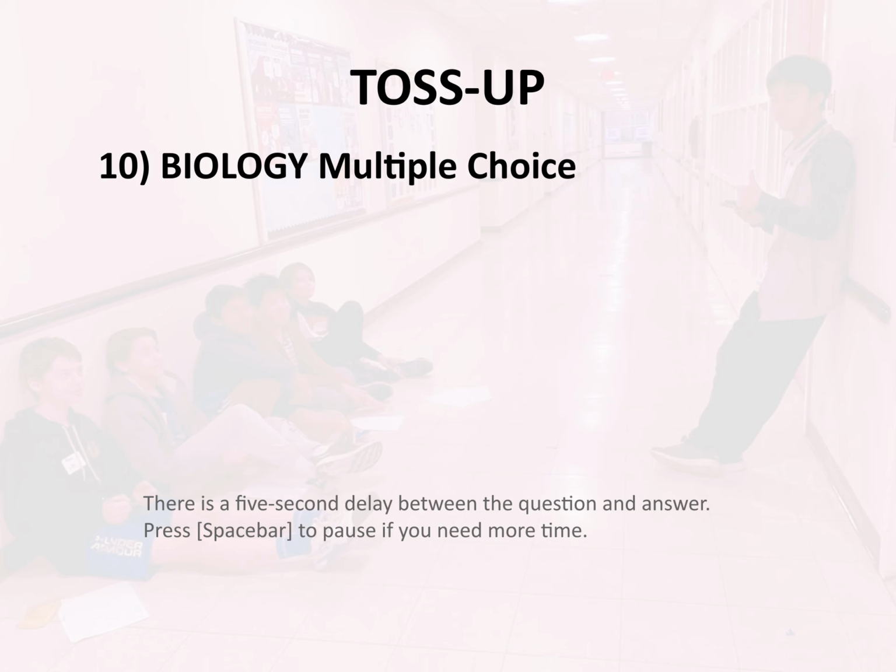Toss-up 10. Biology. Multiple choice. Which of the following is not true when comparing the 4 steps of aerobic respiration to the 2 steps of anaerobic respiration? W. Both utilize compounds other than glucose, such as lipids, for energy. X. Both recycle NADH to NAD+. Y. Both have steps occurring in the cytoplasm. Z. Only one produces pyruvate.